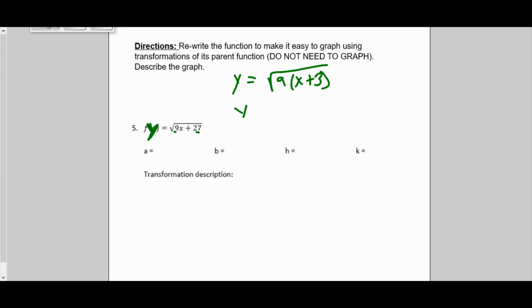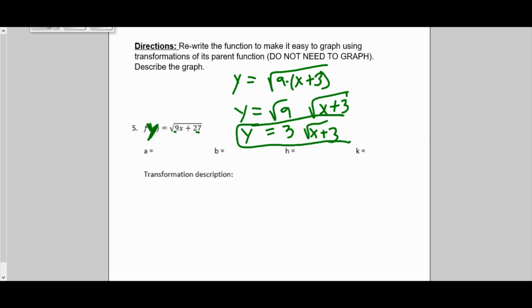So remember, we have a product property. I'm multiplying here. It's really multiplication. So I could do the square root of 9 times the square root of x plus 3. Well, the square root of 9 is 3. And the square root of x plus 3, we don't know that, so we'll just leave it. So this is how I would rewrite it, so that it's in a form that I could easily identify the vertex and easily identify the transformations. So if you can pull out a perfect square on the inside, then you need to pull out the perfect square.